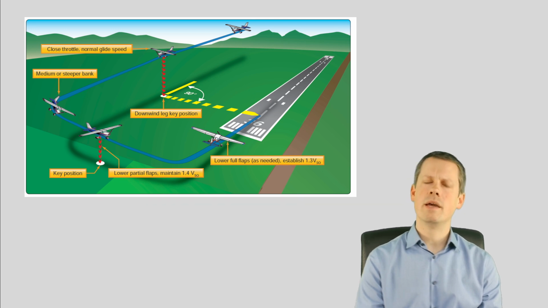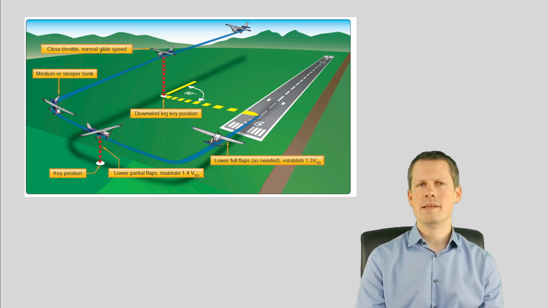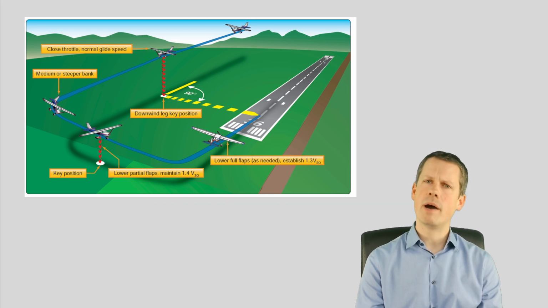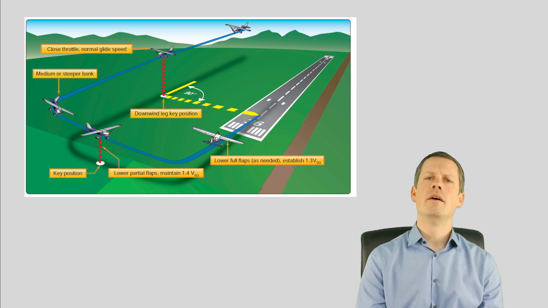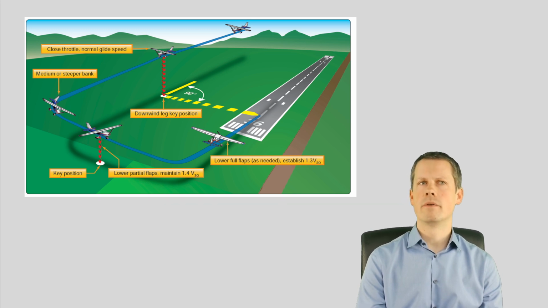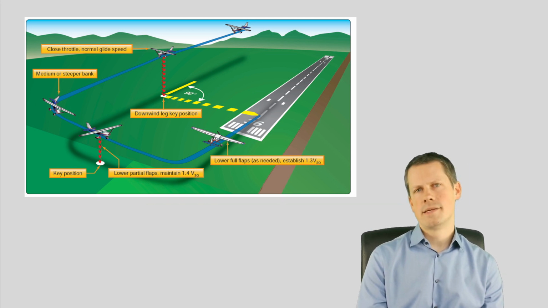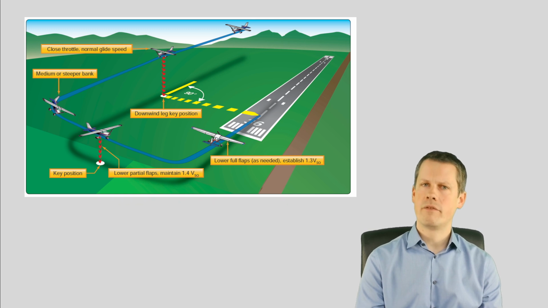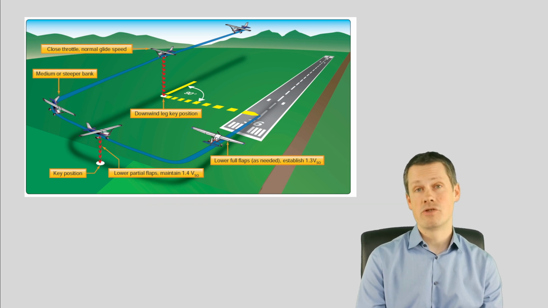This is something that can be practiced pretty easily, so you should do that once in a while in a normal traffic pattern. Just pull the power back to idle and then try to land at your desired touchdown spot on the runway without the help of any power. That's a very important exercise actually, because it gives you a good feeling of the gliding distance of the airplane in different configurations, and this will come in very handy when you have an actual engine failure.